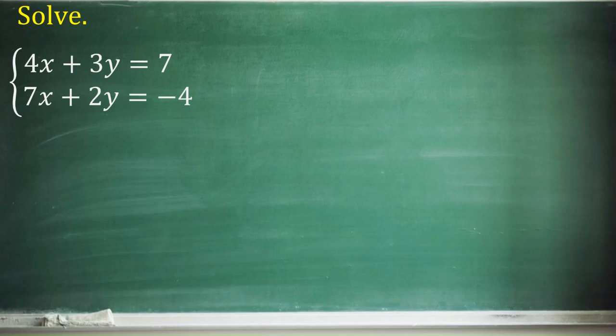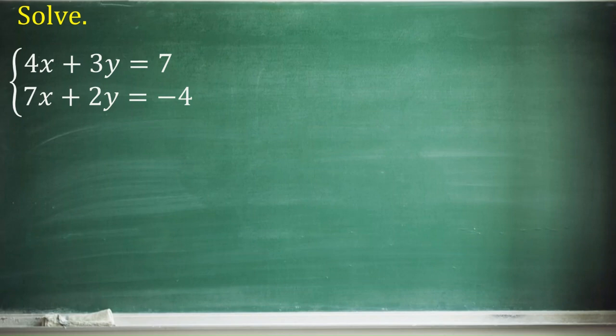It's your friendly math tutor, Miss C, here to unlock the magic of solving systems of equations using the elimination method. You might be wondering why elimination for this particular system? Well, if we look at the coefficients in front of both of our variables, 4 and 7 for x, 3 and 2 for y, substitution doesn't work very well. That'd be a lot of fractions. So we're going to use elimination instead.